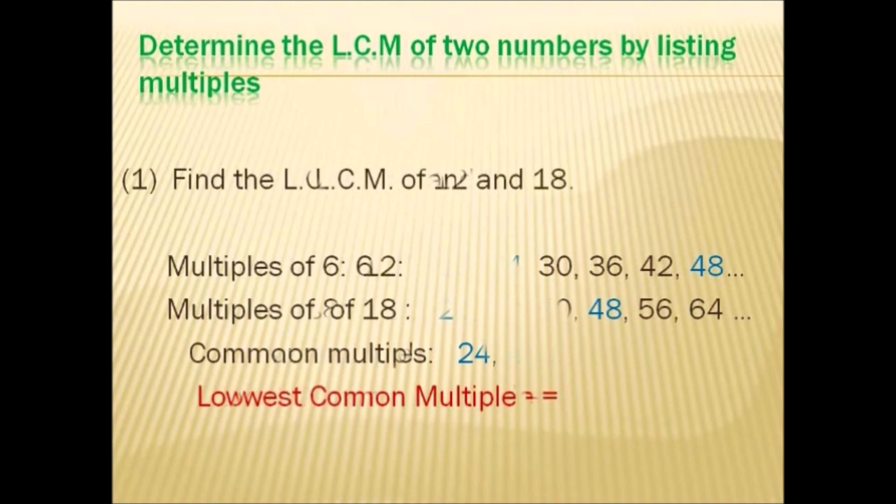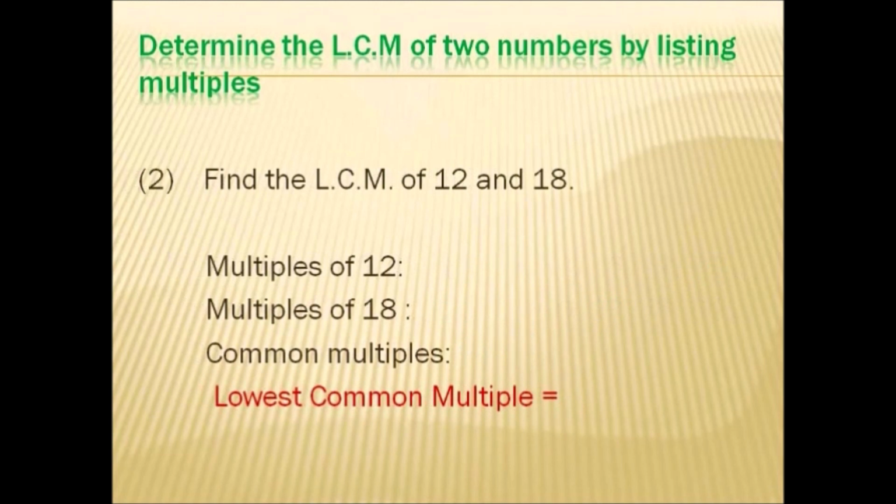So we've done 6 and 8. Now number 2. Find the LCM of 12 and 18, and we're listing the multiples. But now you see how hard it gets. Now you have to list multiples of 12 and then list some multiples of 18. So it gets hard when you have big numbers like these to find the LCM.